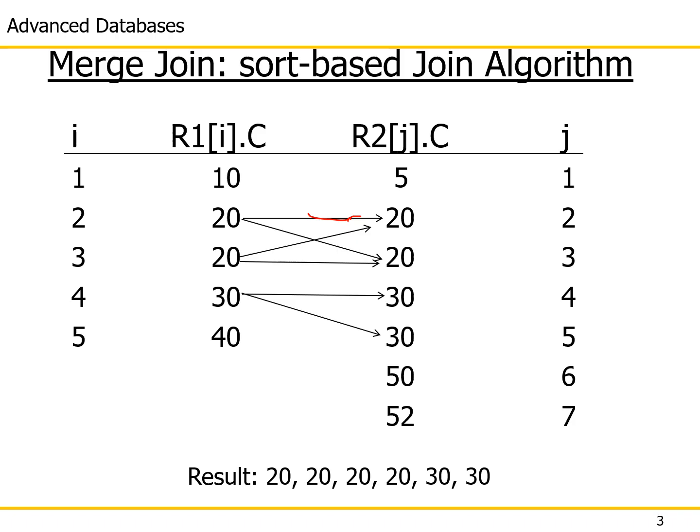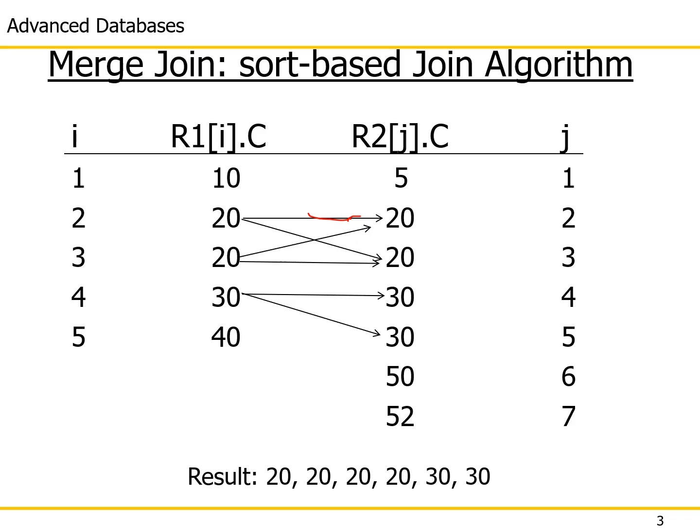So here the tables are R1 and R2, and the column that is common between them is C, the C column. Now, here is how this works. If I have the entries sorted in the two columns, where it says R1 of I.C, as you see, the entries are sorted 10, 20, 20, 30, 40. And R2 J.C, so it's the C column in R2, the entries are sorted 5, 20, 20, 30, 30, 50, 52.